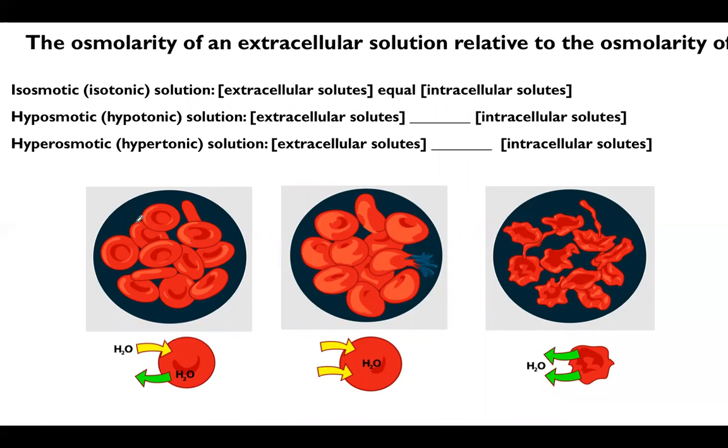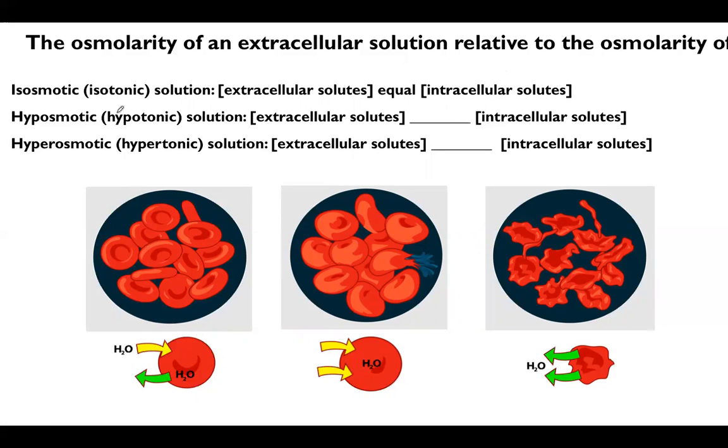Okay, let's look at this one more time. So we have isosmotic or isotonic. It's that type of solution. The extracellular solutes are equal to the intracellular solutes. So here we have that balance. This is a good picture of normal red blood cells, water moving in and out normally.